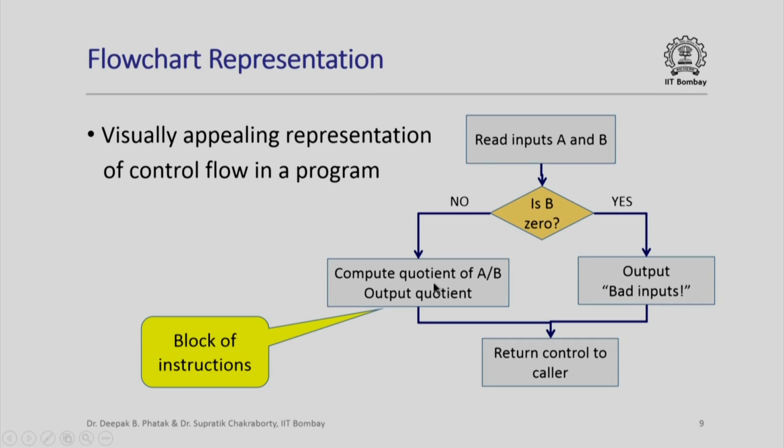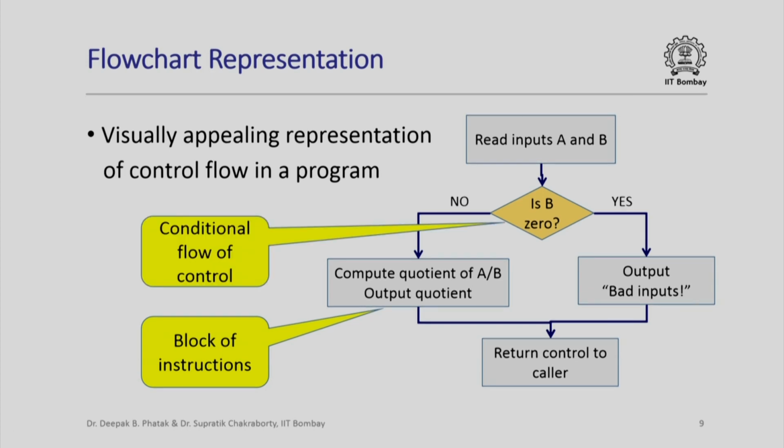They need not be one instruction, they could be multiple instructions which are executed in sequence, whereas these diamonds denote conditional flow of control. When control reaches here, we check whether the condition here is true or false. If it is true, control flows along the true branch, otherwise control flows along the false branch. In this picture it is depicted as the yes branch and the no branch.